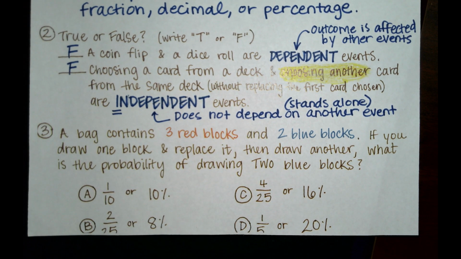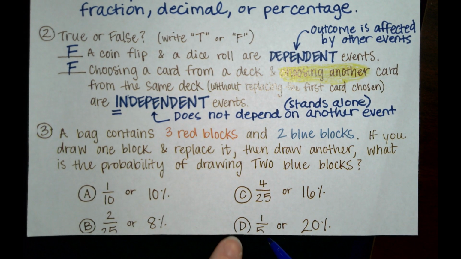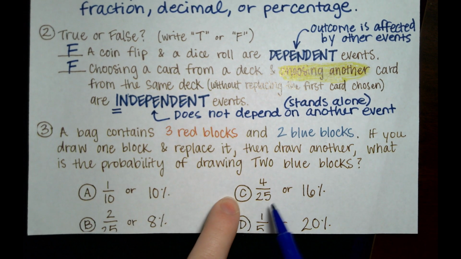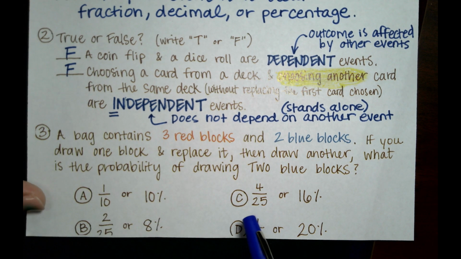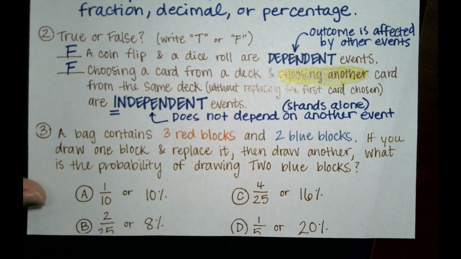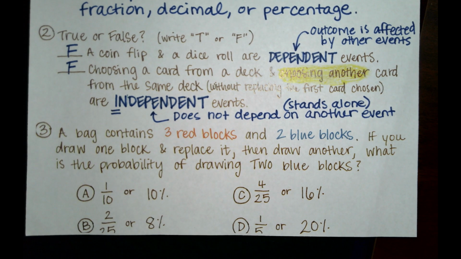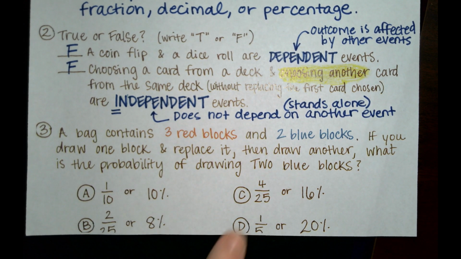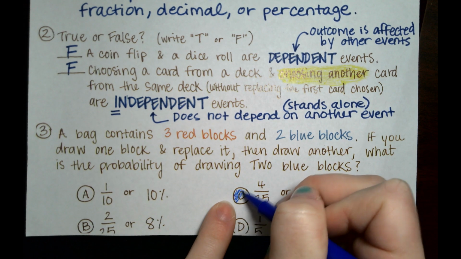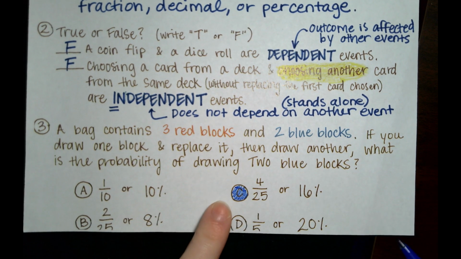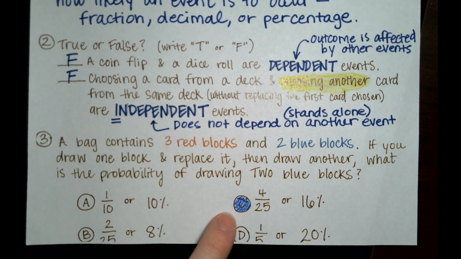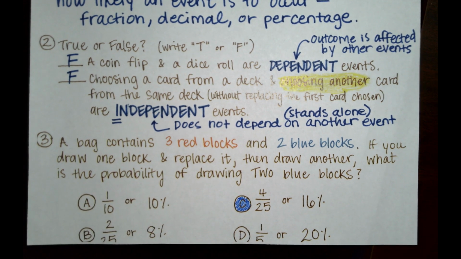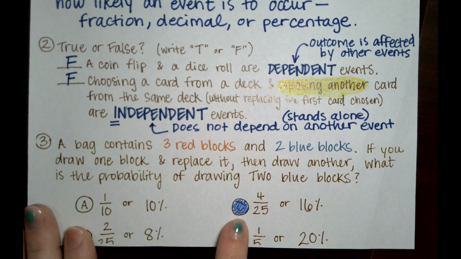What were your guesses? B, D, 20%, 1 out of 5. Any other guesses? C, 4 out of 25, 16%. Or did everybody think maybe C or D? Okay, so I'm going to tell you now the answer is C, and we will explain why later on. For now, let's just have the answer written, and then we're going to explain in a moment.